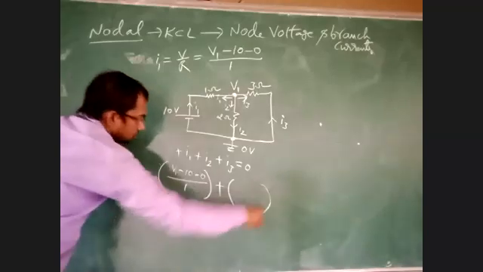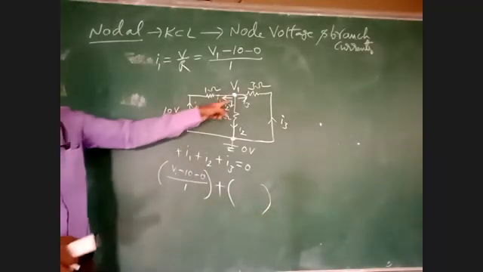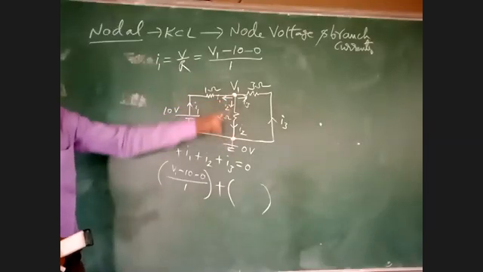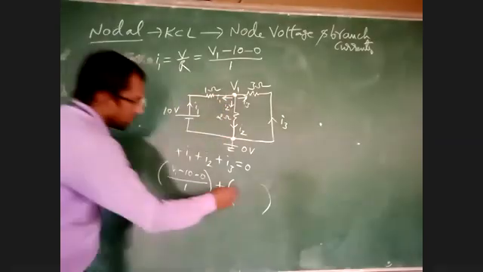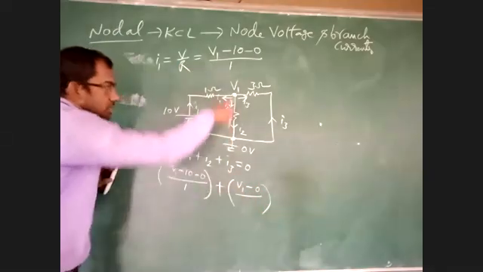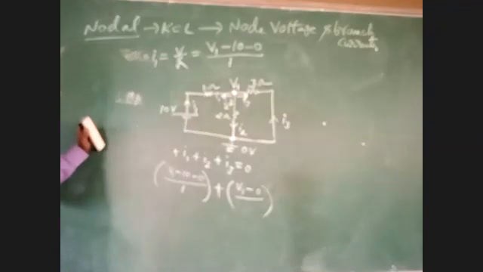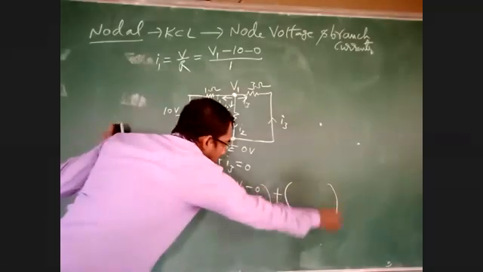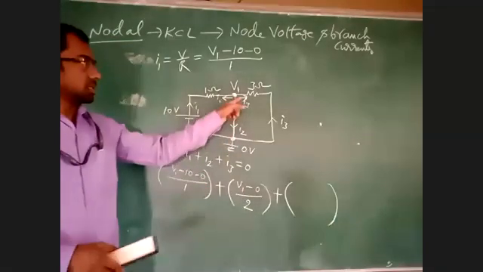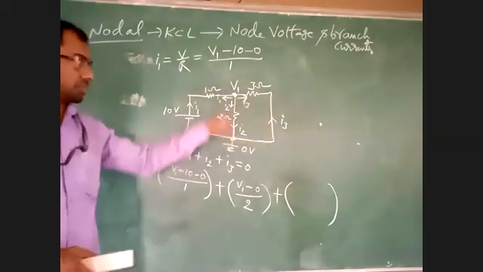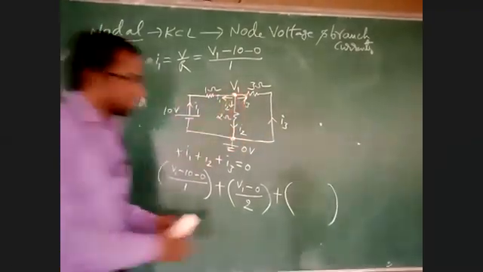Now come to I2. Here this arrow is moving from V1 to 0. Our assumed direction is from V1 to 0. V1 is positive, 0 is negative. V1 minus 0. Numerator voltage, denominator resistance. What is the resistance in this branch? 2 ohms. Next come to I3. Where is I3? This is I3. Our assumed direction from V1 to 0. V1 minus 0 by 3.